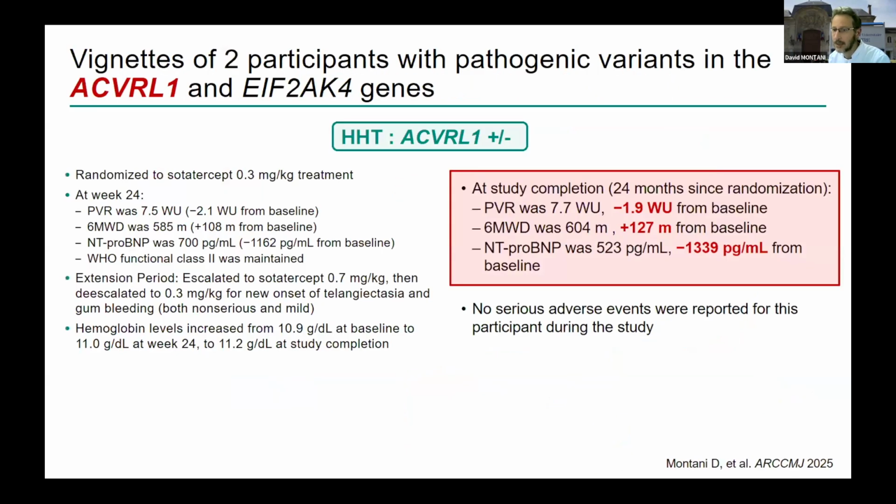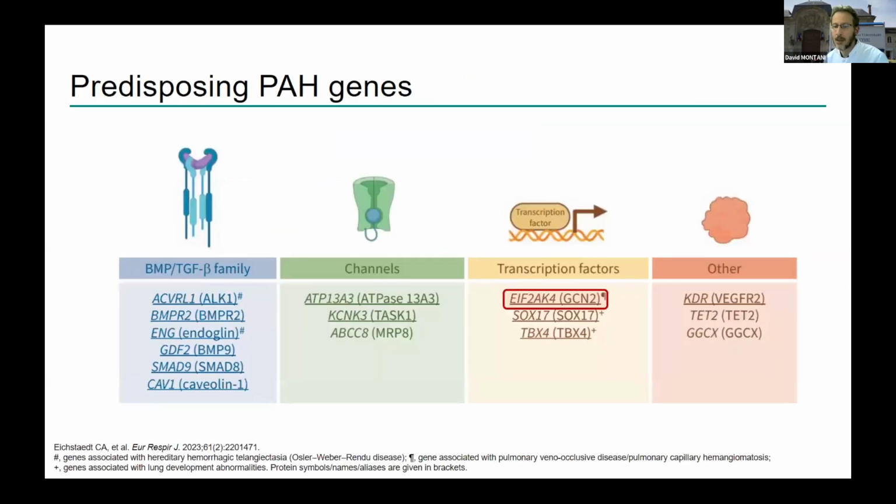It's only one patient, but what we can see is that this patient with the ACVR1 mutation had a good response to treatment: a decrease of PVR of about 2 Wood units, an increase of more than 100 meters in 6-minute walk distance on sotatercept, and a huge decrease of NT-proBNP on treatment, and there were no serious adverse events during the study. So it may bring some information, but it's only one patient.